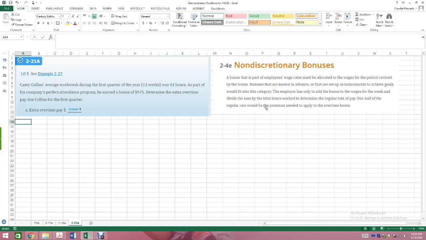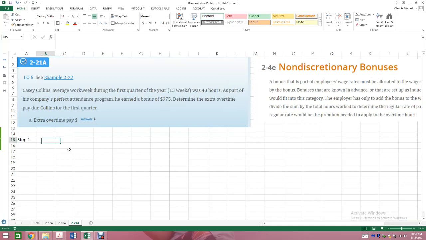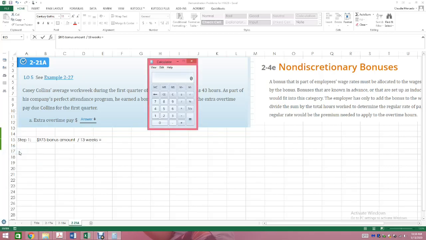So, they're asking us to calculate the extra overtime pay. I'm going to break this down in steps. Step number 1. I'm going to get my bonus amount and divide by the number of weeks it covers. It covers 13 weeks. So that's going to give me $975 divided by 13 weeks. This gives me a $75 bonus per week.